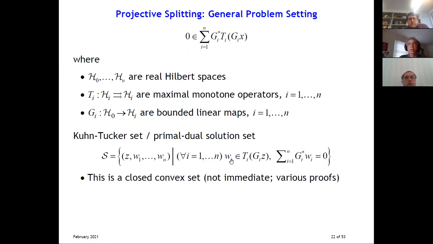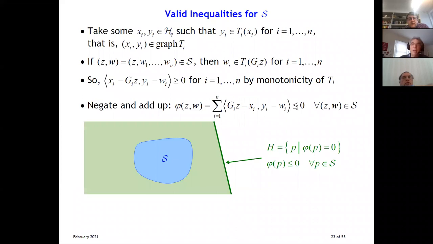You can stare at this a little while, and you realize that if I have a point ZW in this set, then Z is actually a solution of this problem. It's pretty easy to see that, okay? And furthermore, and I'm not going to go into details, there are various proofs of this, but it turns out this is a closed convex set. Now one thing that defines a closed convex set is the separators that it has. It is exactly the intersection of all the closed linear half spaces that contain it, okay?